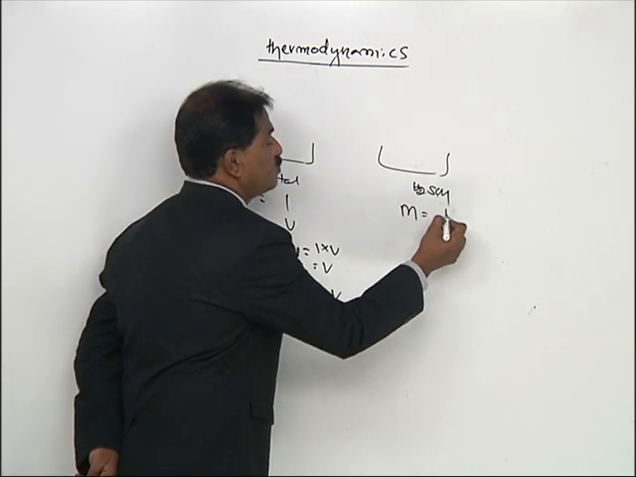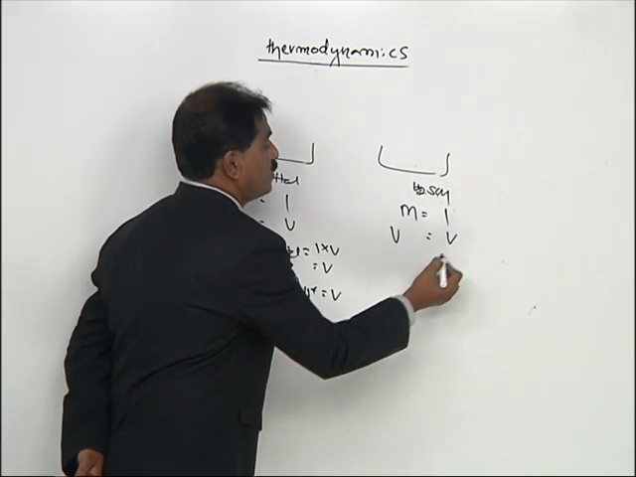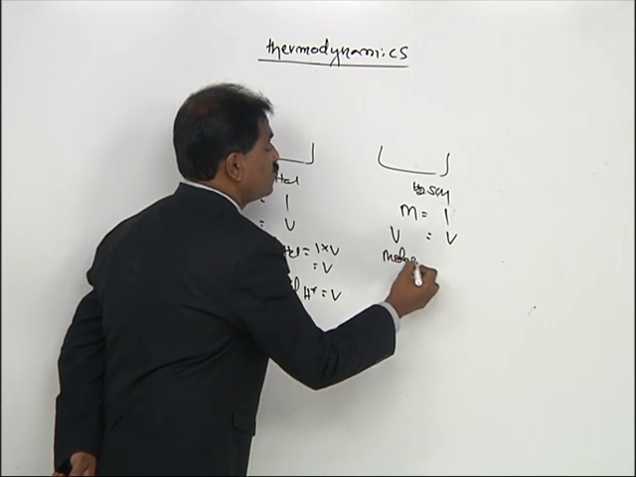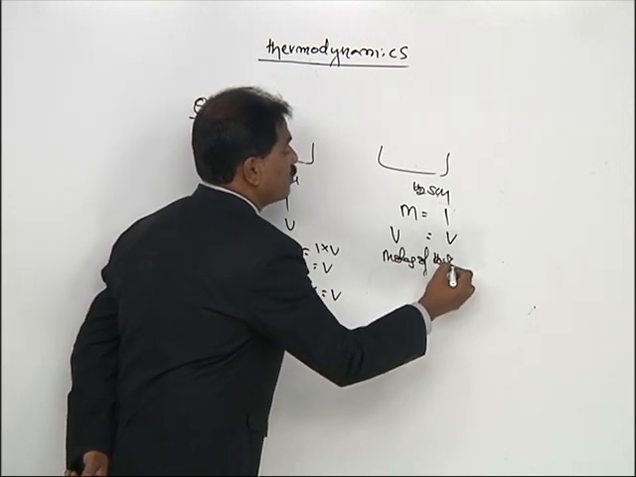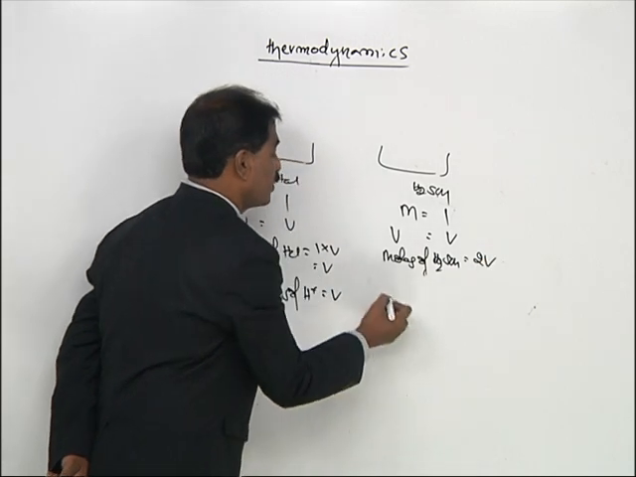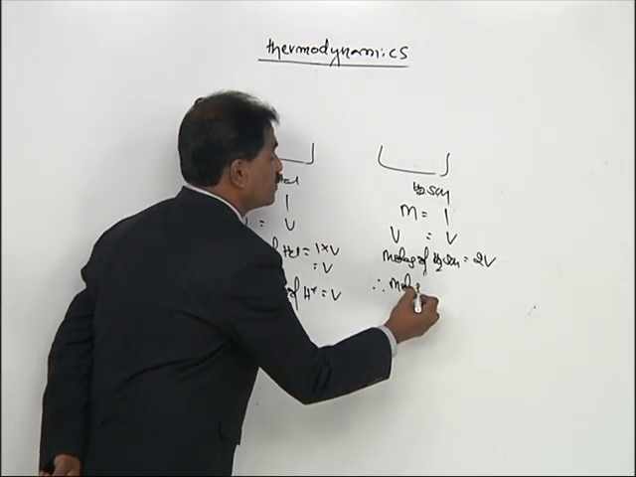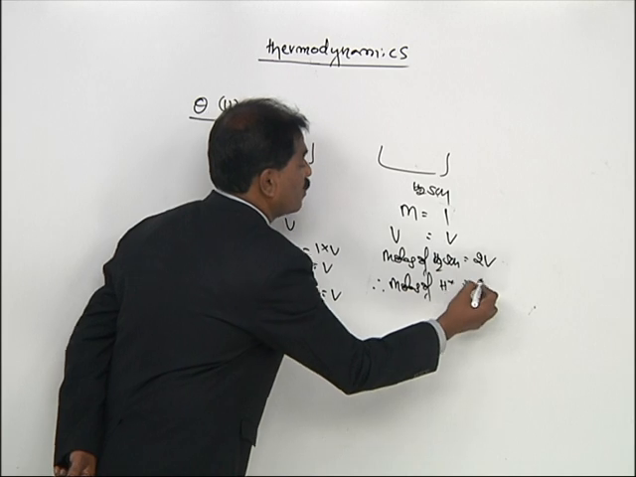Molarity of the H2SO4 is 1, volume is V, therefore moles of H2SO4 is V, therefore moles of H plus is 2V.